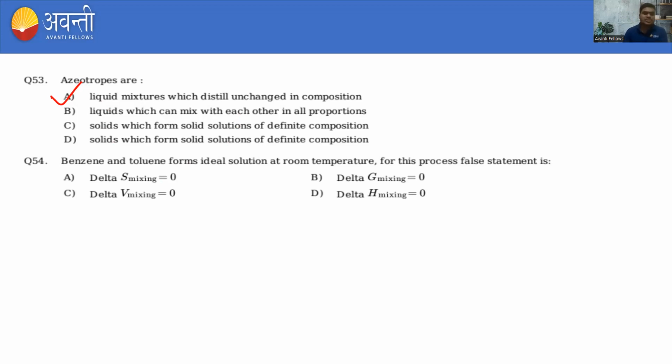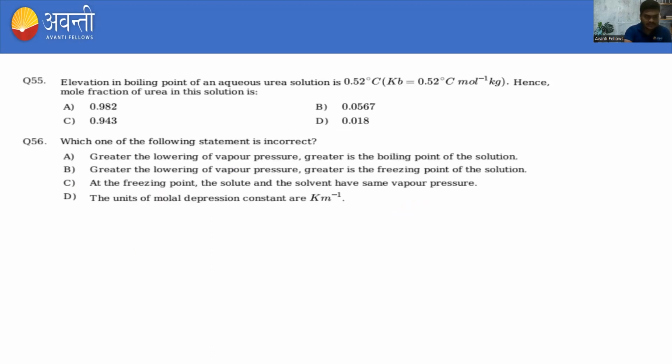Now, move to the next question. That is, benzene and toluene form an ideal solution at room temperature. For this process, which one of the following is the false statement, right? So, for the ideal solution, we know that delta G of mixing is not equal to 0. This is correct. This is also correct. This is also correct. So, only one thing, that is delta S of mixing, the entropy, won't be 0. So this is incorrect, right? For this question, they're asking for the false statement. So, option A is the false statement.